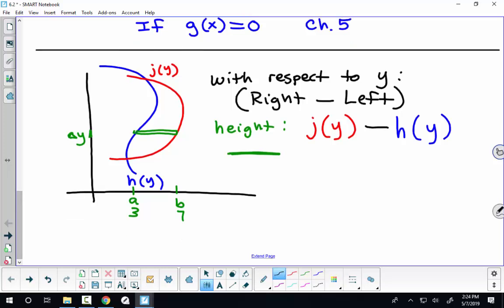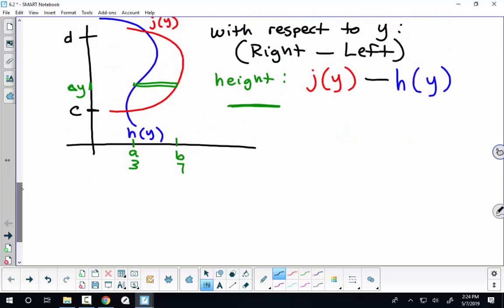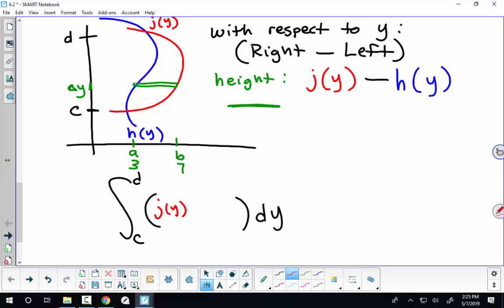Let's put bounds on y. Say that's a y value of c, and this is a y value of d. So we can say that the area is the integral from c to d of the right function minus the left function with respect to y. Right minus left in terms of y.